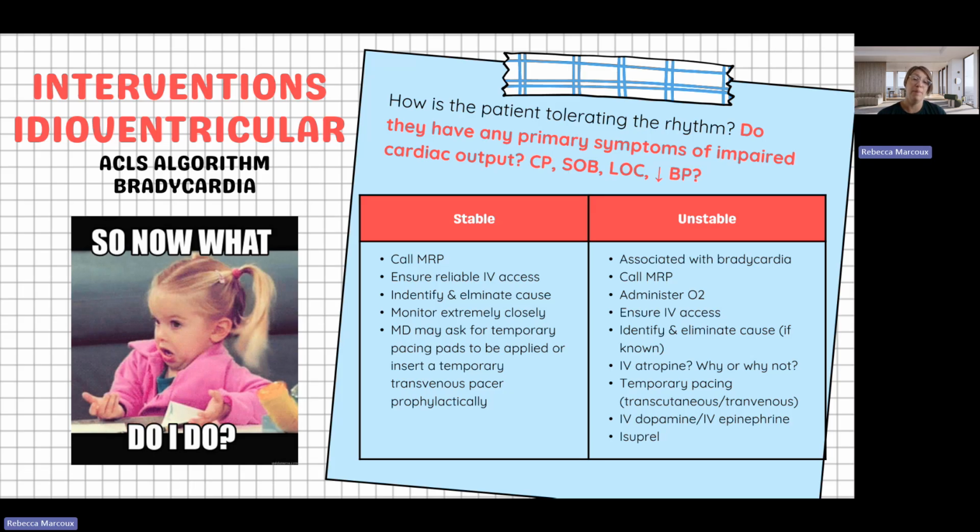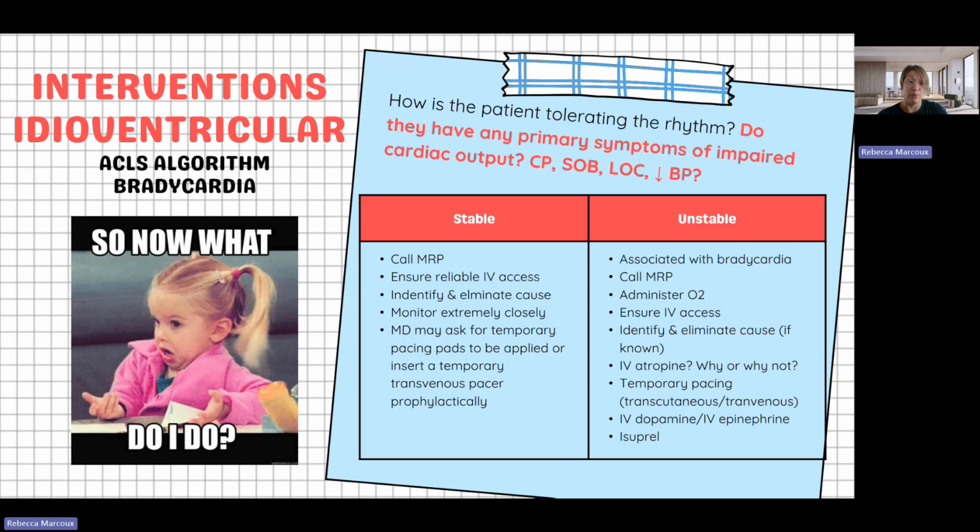For these, since the issue is the bradycardia, atropine is the thing people think about the most when we're thinking about bradycardia. However, oftentimes with our ventricular rhythms, our atropine is not going to work. And this is simply because atropine works above the ventricles. So if we already know our AV node and our SA node are not functioning, it's unlikely that the IV atropine is going to actually do anything. Often the fix for this is going to be temporary pacing.